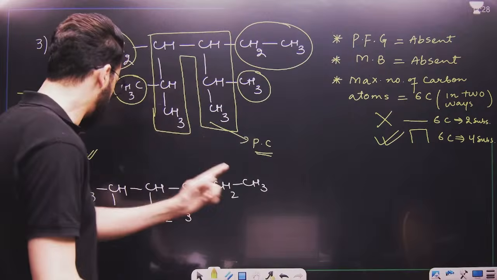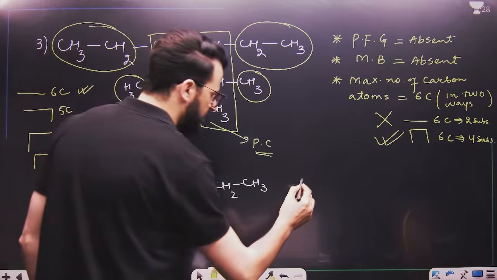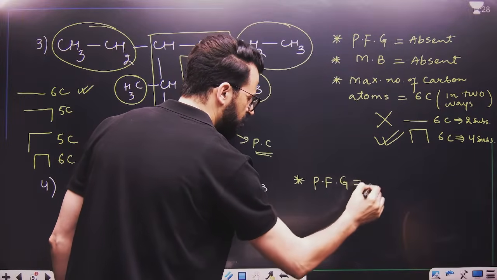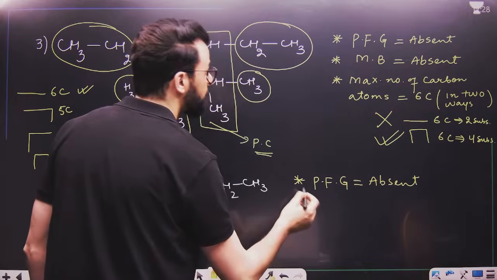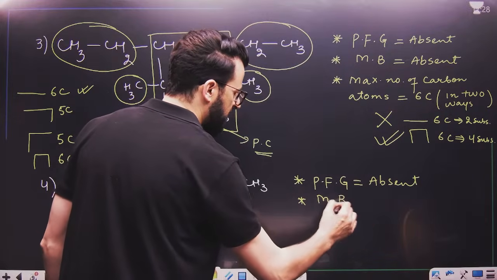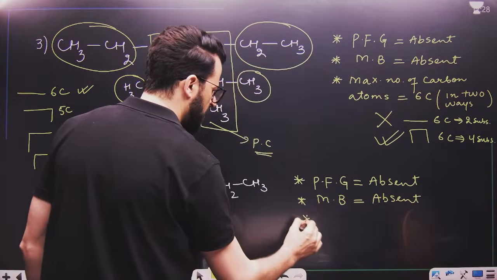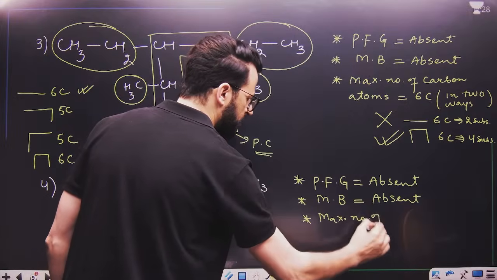Now have a look. After this, if we talk about this one, can I say the principal functional group is absent? Principal functional group is absent once again. After this, multiple bond is once again absent. After that, we have to find out the maximum number of carbon atoms.